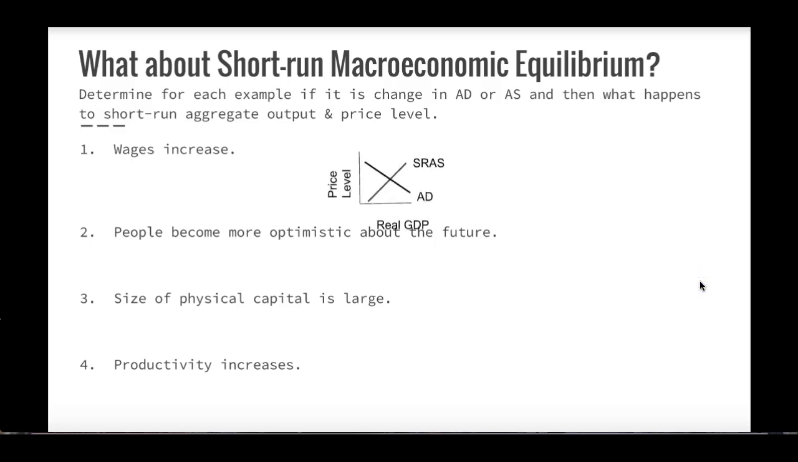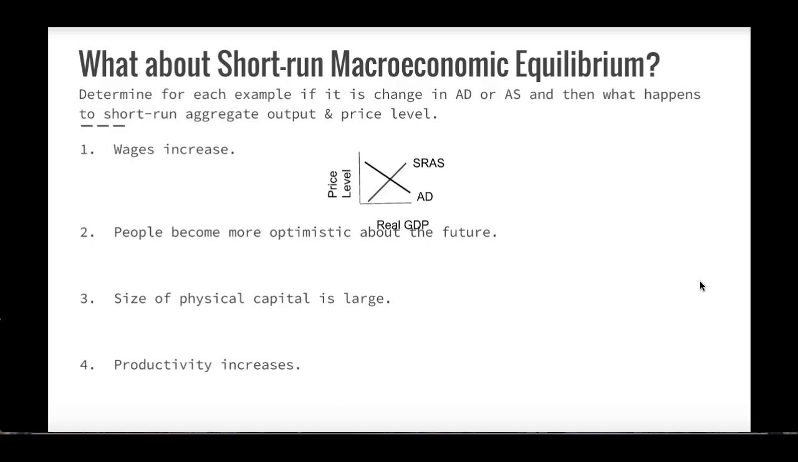So I do want you to actually draw in what happens to the short-run aggregate supply curve or the aggregate demand curve. Draw in the shift and determine what happens to the price level and the real GDP because the equilibrium has changed. So I want you to pause the video right now and try those 4, and then play the video back to see if you're right. All right, hopefully you gave it a shot.